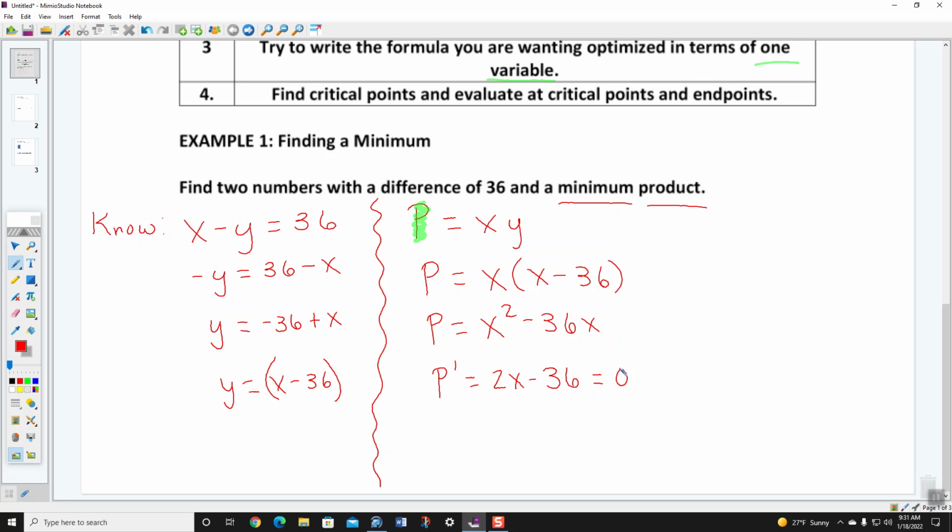Okay? So, solve for x. What are you going to do to both sides? Wouldn't 2x equal 36 from that? Yeah. Divide both sides by 2. What's your x value? 18. Okay. Something doesn't seem right here.